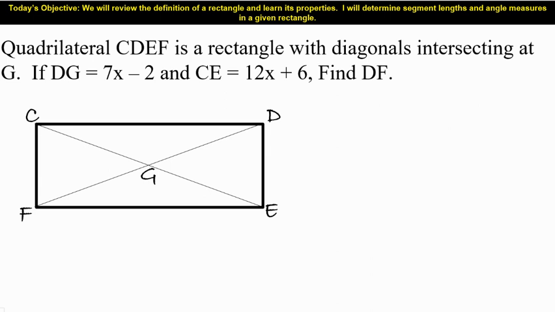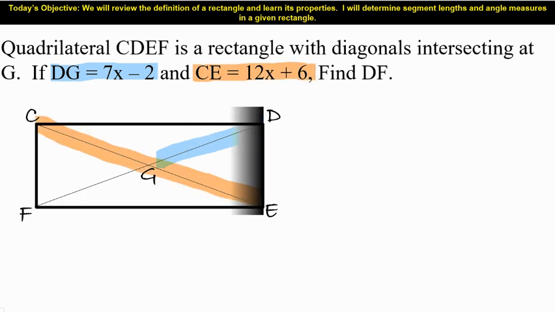Okay. Once I have my figure drawn, I'm going to see what they've given me. D to G equals 7x minus 2. The distance from point D to point G is 7x minus 2. And then the distance from C to E is 12x plus 6.